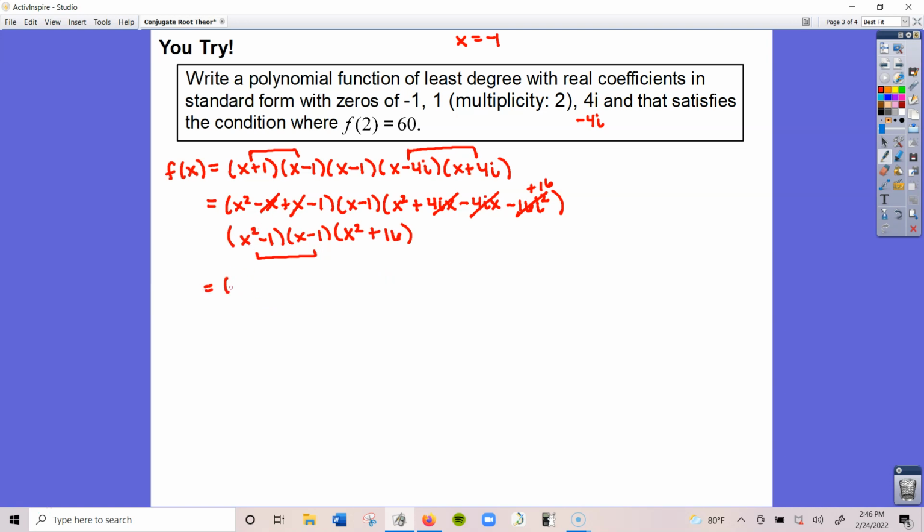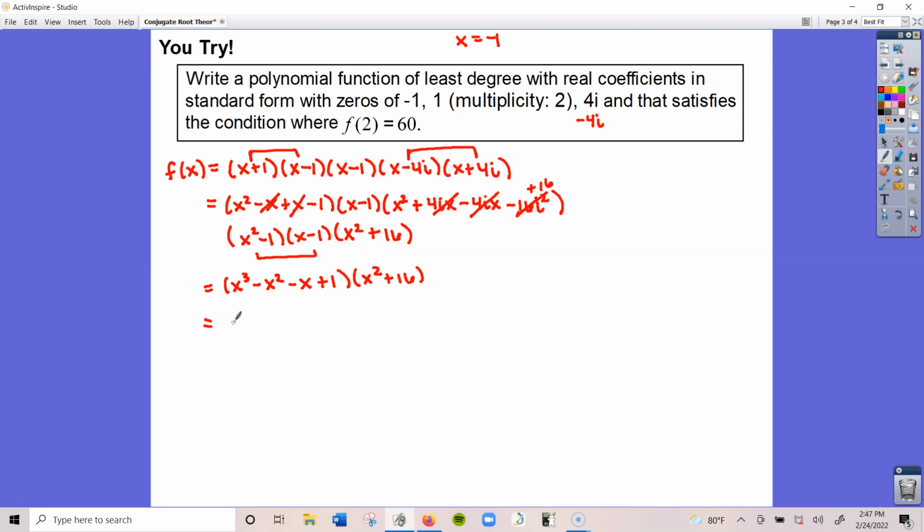X squared times x is x to the third. X squared times negative 1 is negative x squared. Negative 1 times x is negative x. And negative 1 times negative 1 is plus 1. I have nothing to combine there since they're all different terms, so now I'm ready to multiply my final factors.